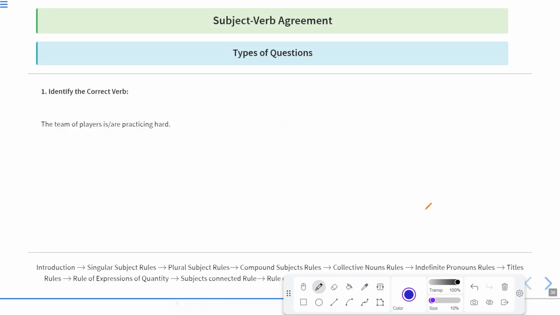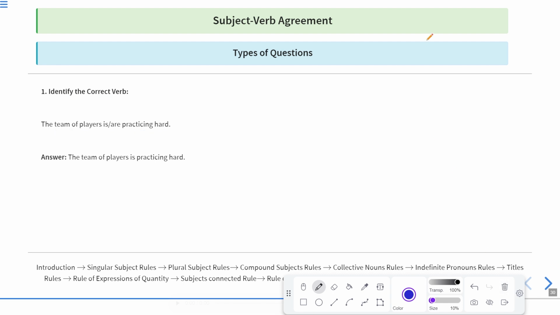Now, let us move to the next one. Now we'll see the types of questions. Till now we have already covered the uses of be. Here we'll see the types of questions that can occur from this subject verb agreement chapter. First of all, you can be asked to identify the correct form of verb. The team of players is or are practicing hard. So what will come over here? We are talking about the team of players. It means this team is a collective noun. And with a collective noun, we use the singular form of verb. So is will come over here, not are. So the answer is: the team of players is practicing hard.